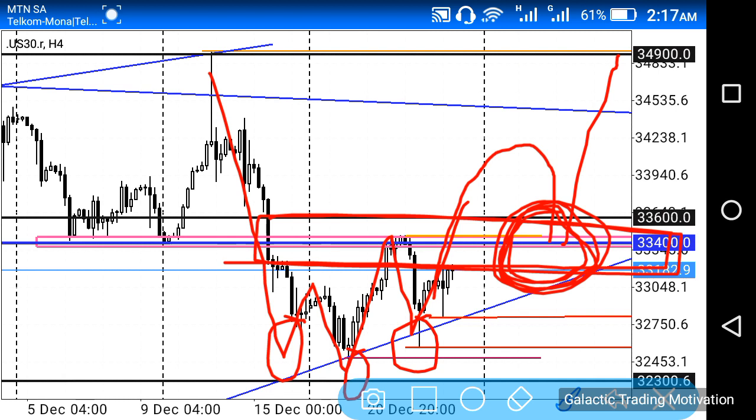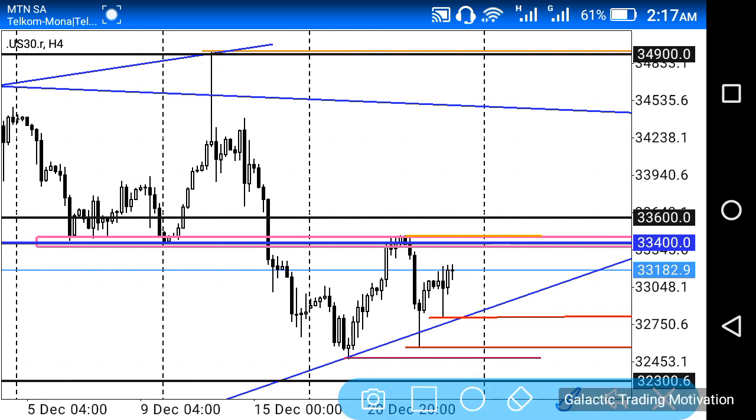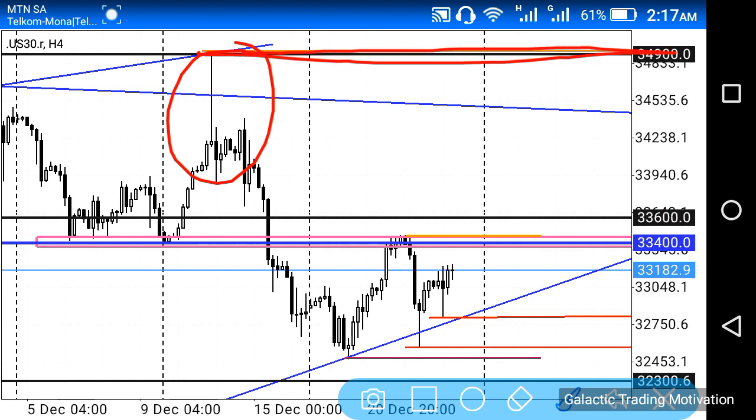Why do I say so? That is because, guys, we also have this candlestick over here. It is a bullish candlestick with a very small body and quite a long upper wick, which tells us that at that level where we have that 34,900 zone, we have a lot of liquidity sitting there.